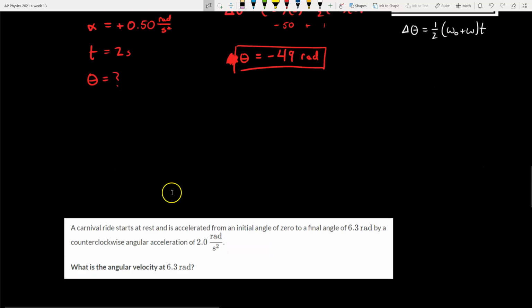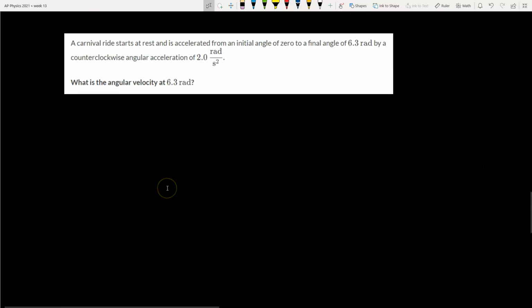On the next one, all right, let's break it down. Carnival ride starts at rest. That would be its initial angular velocity. And it's accelerated from an initial angle of 0, so that's its initial position, to a final angle of 6.3 radians. So that's its final angular position. By a counterclockwise, that tells me negative direction. Angular acceleration of, boom. What is the final angular velocity? So let's make our list.